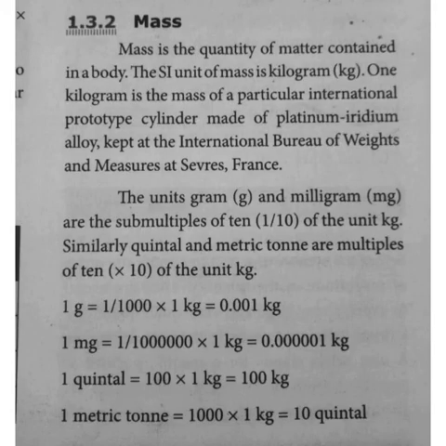Next, another fundamental unit is mass. Mass is the quantity of matter contained in a body. How much quantity is contained in the body we can calculate. The SI unit of mass is the kilogram. The kilogram is defined by the international prototype. Here is an example: 1 gram equals 1 by 1000 into 1 kg, which equals 0.001 kg.